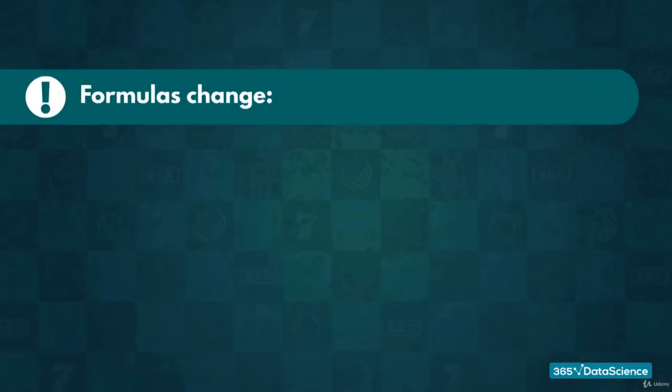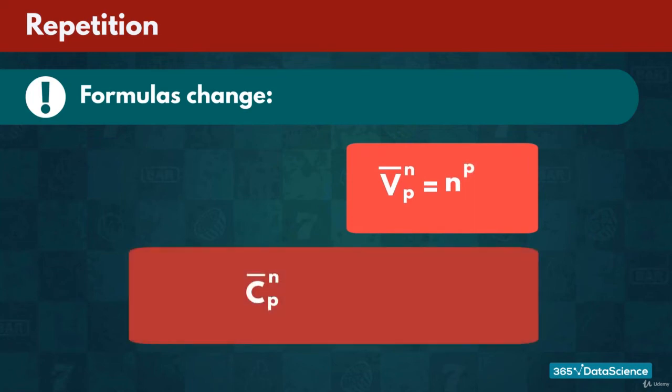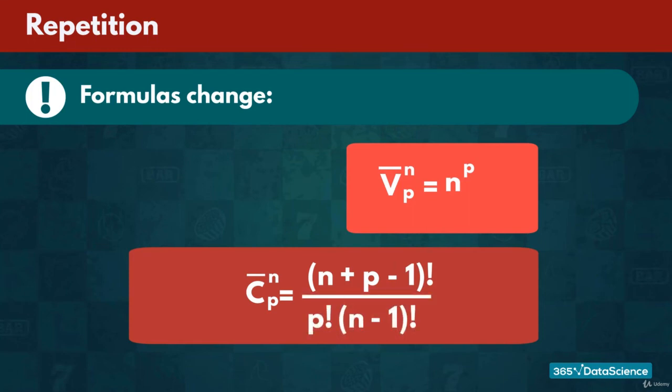Recall that these formulas change when we include repeating values. V bar equals n to the power of p, and C bar equals n plus p minus 1 factorial over p factorial times n minus 1 factorial.